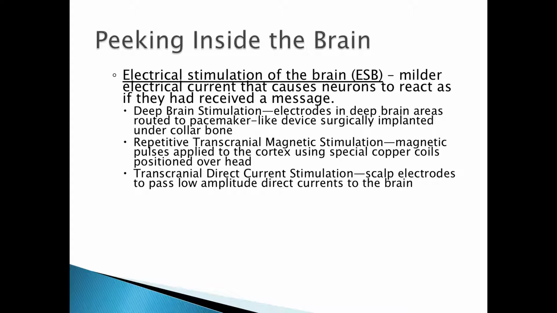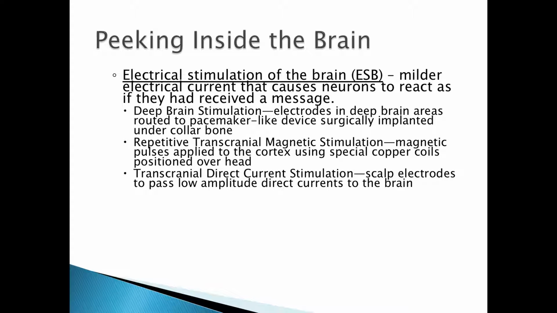You with me? All right, so deep brain stimulation is a little different. They're going to take electrodes and embed them very deep in particular areas of the brain. And what they'll do is route it to a pacemaker, a surgically implanted device under the collarbone that is going to affect the stimulation in that particular area of the brain. Remember, all of these techniques that we're talking about are different ways that we can look inside the brain to see what is happening with people under certain situations. Repetitive transcranial magnetic stimulation, typically what's done here is they'll take magnetic pulses and apply it to the cortex.